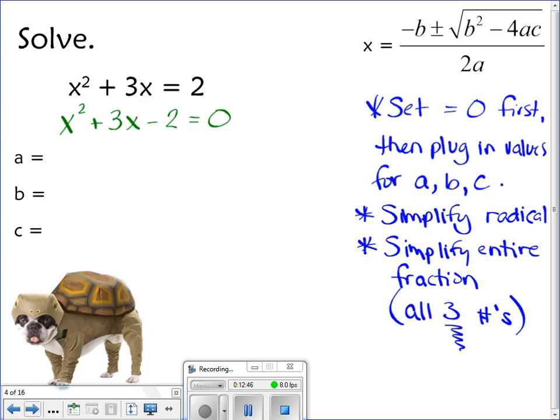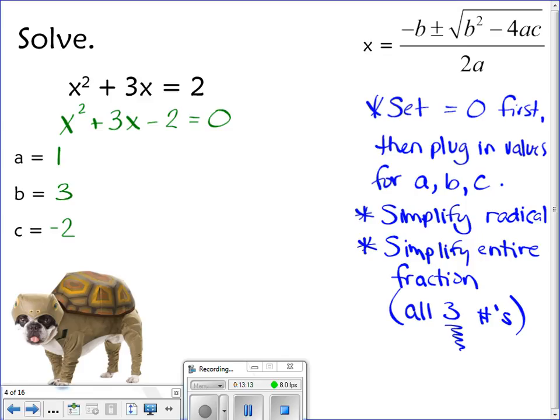So what's your A value? 1. B value? C value? -2. Don't forget your sign. So it's a -2. The reason it has to be set equal to 0 is it has to be in standard form, AX squared plus BX plus C. That way we know what our A, B, and our C are. We're going to plug it in.